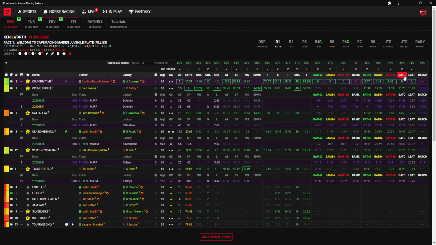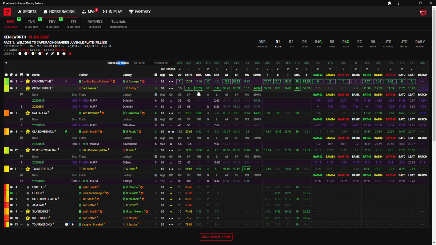So that's what BAMRAL and BAT is, and you can also use your probability stats at the top here. So there's your P stats. 43 races have been done, in this case for the Kenilworth 1200 Class E, which is maiden juvenile plate for fillies, in Kenilworth. On those 43 races, you'll see that the highest probability for a winner is coming from OB, which is open betting, and that's a 38% chance on Country Time.